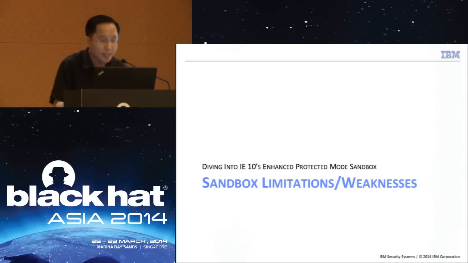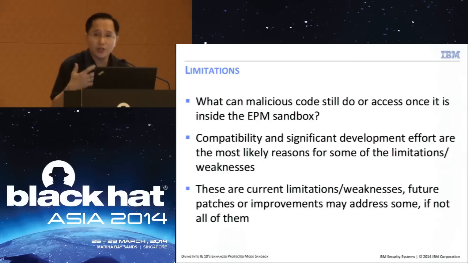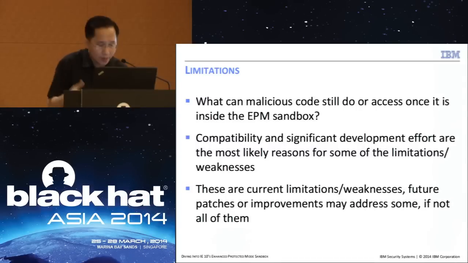Let's now take a look at the EPM sandbox limitations and weaknesses. Earlier, I talked about the different isolations and restriction schemes applied by app container to the sandbox process. I also discussed that some well-known restrictions or isolation schemes, such as job objects and restricted tokens, are not being applied by EPM. So with all that information in mind, one important question that needs to be asked is, is there anything that code running in the sandbox can still access or do? Well, it turns out that there are still resources that can be accessed and attacks that can be conducted.